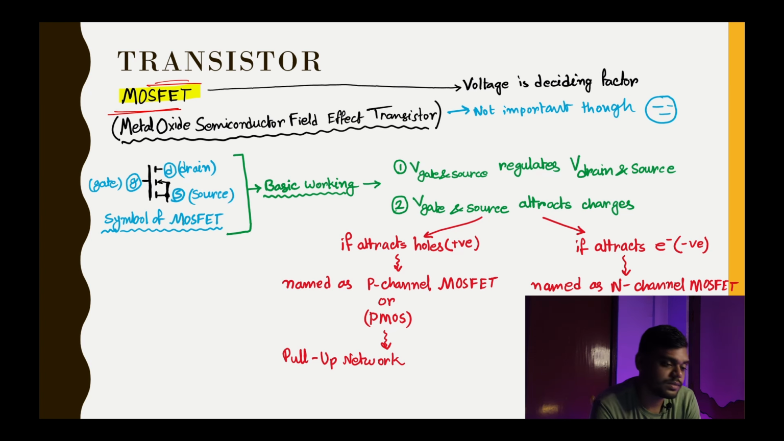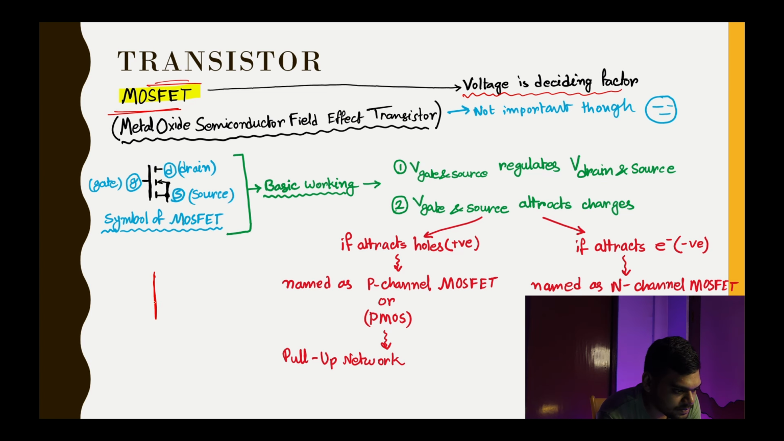No need to remember, but yeah, these are voltage regulated transistors, unlike the BJTs, which are current regulated transistors. MOSFETs are voltage regulated transistors. How do they work? Let's see.